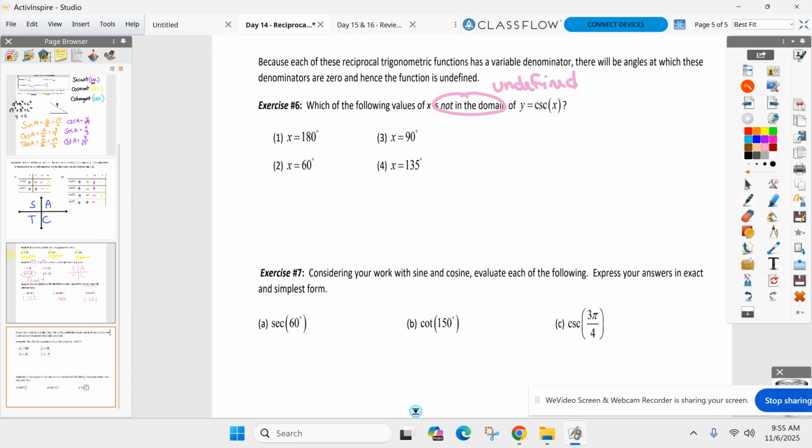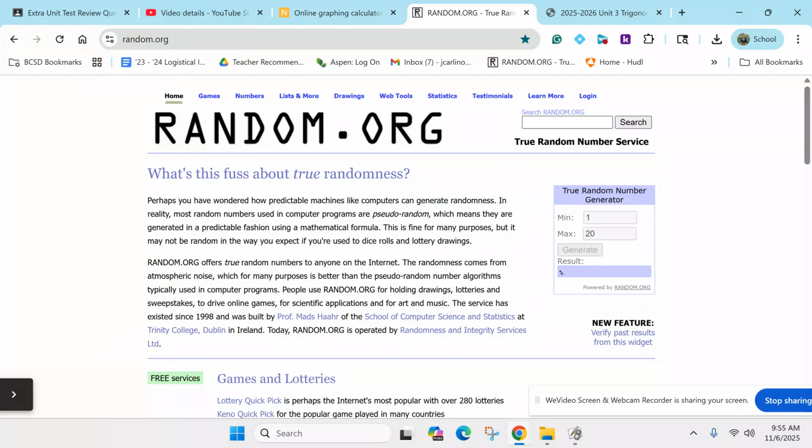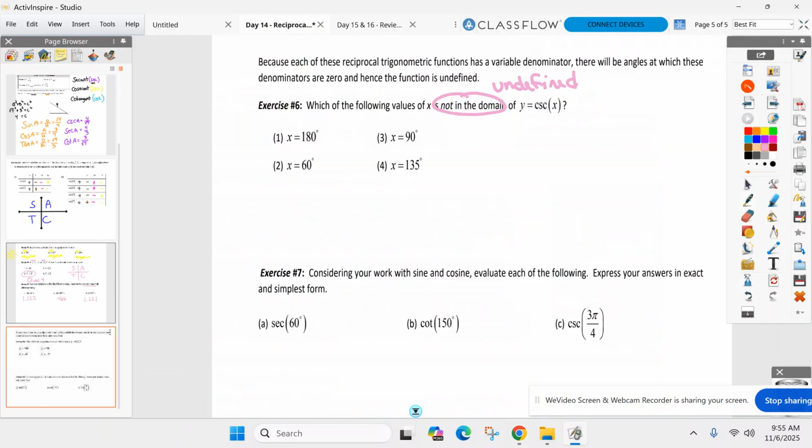Probably got it pretty quick, huh? Which one gave you an undefined value there, Samir? What's that? Okay, I'm still waiting. Do you know how to go to the calculator and get cosecant up, or did we miss that whole discussion? I'm looking for what degree gives you an undefined value, because that's not in the domain.